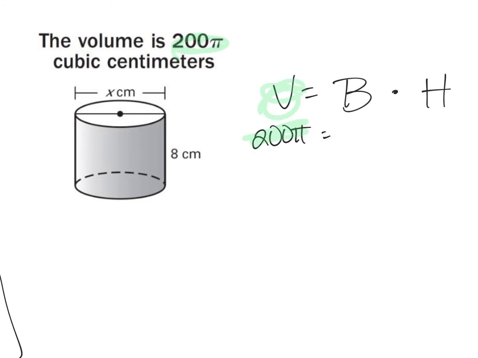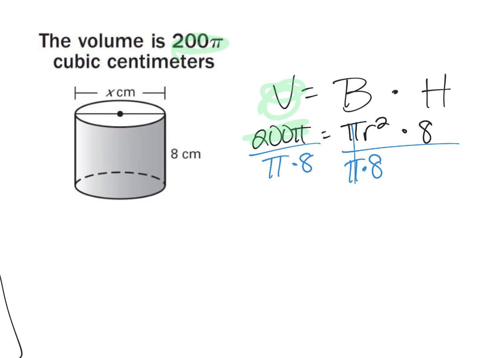Then my base of a cylinder is a circle. So pi r squared. We don't know what the radius is. That's one of the things we're trying to find. Times the height of their cylinder is 8. Okay, just like that last one, we are going to have to divide by pi and 8.